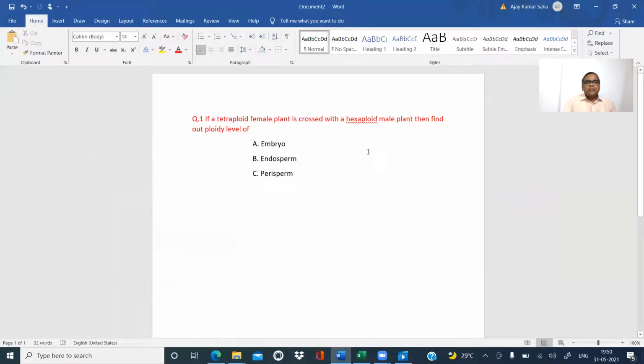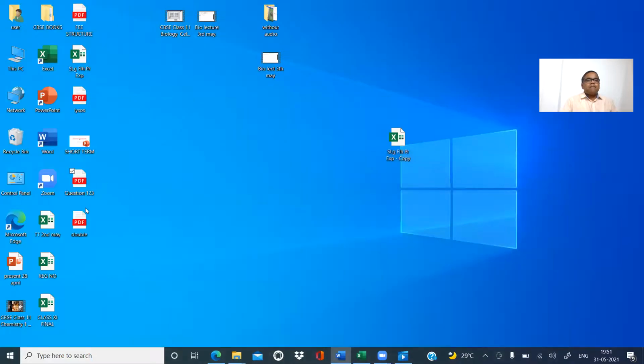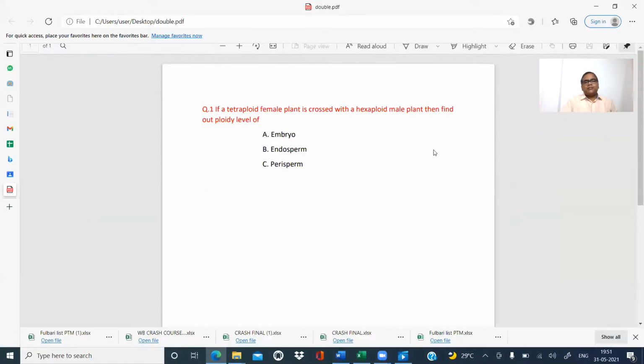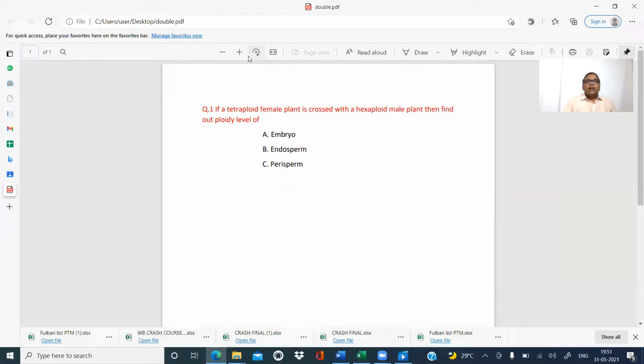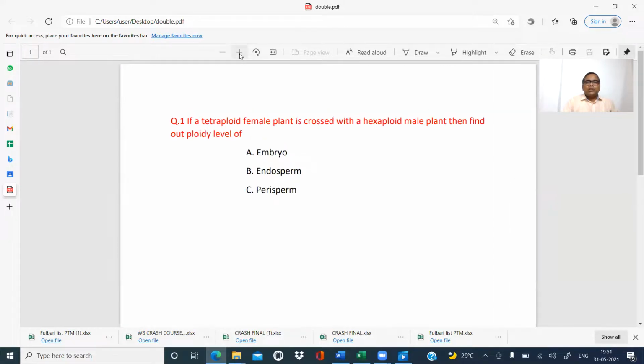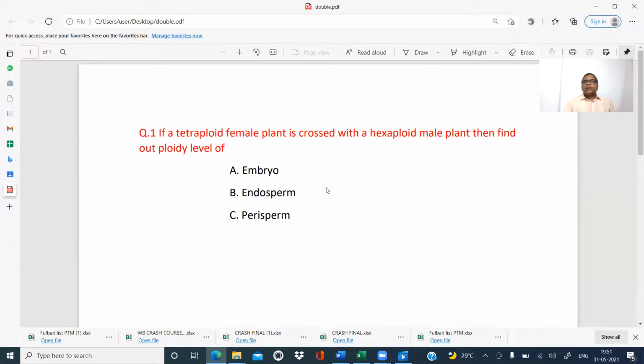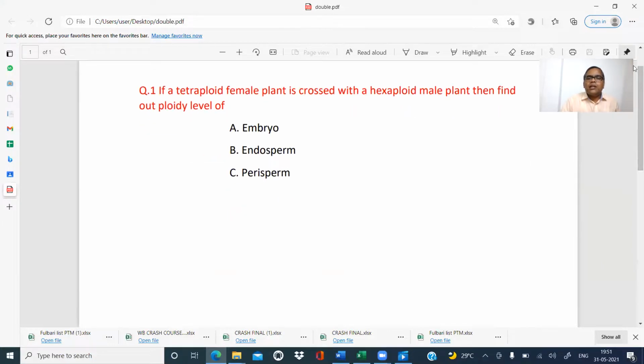So if you see a question here, I hope now this question is visible to you. In the first question, you can see that if a tetraploid female plant is crossed with a hexaploid male plant, then find out the ploidy level of, first, the embryo. Means here, first we have to find out the ploidy level of the embryo.